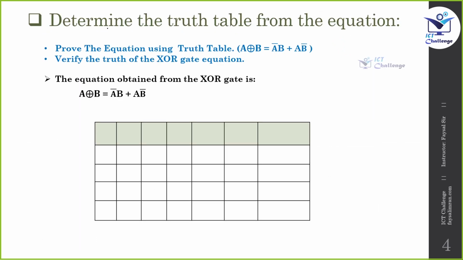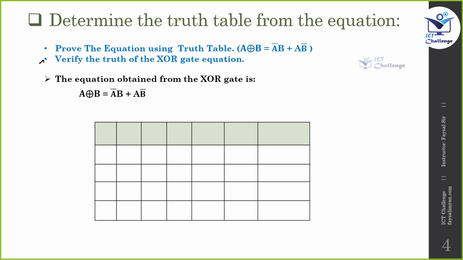Now, determine the truth table from the equation. So here is the question: prove the equation using a truth table. A XOR b, whole bar, is equal to a bar b plus a b bar. This is our equation. You can also be asked like this: verify the truth of the XOR gate equation. That means you have to find the truth table for proving this equation.